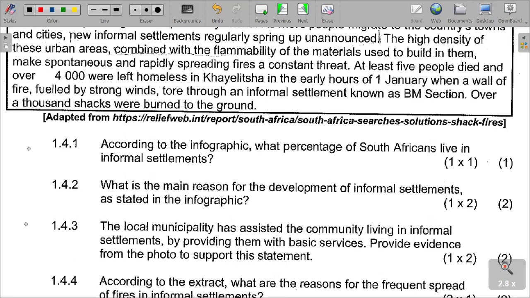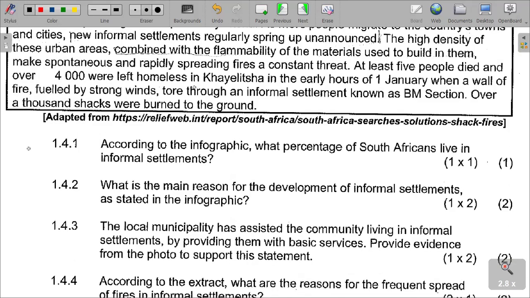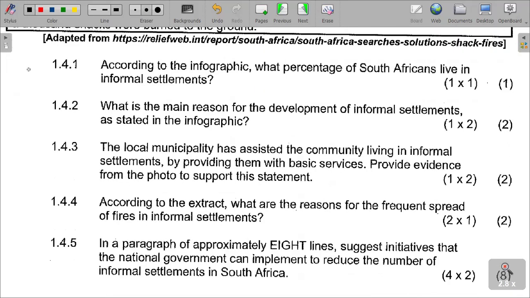And that is it. We are talking about the problems resulting from informal settlements, which have to do with what? Fire outbreaks that are caused by the material being used and also the high density of housing within those informal areas. We have got the worst one in Khayelitsha, which left 4,000 people without accommodation on 1 January. So therefore, let's answer the questions that are there.